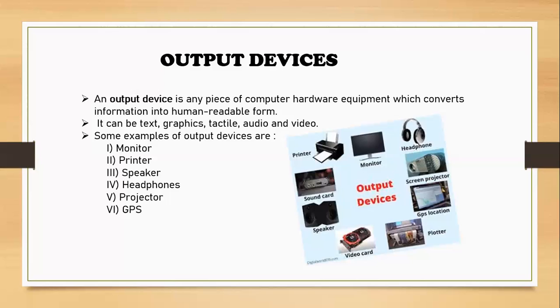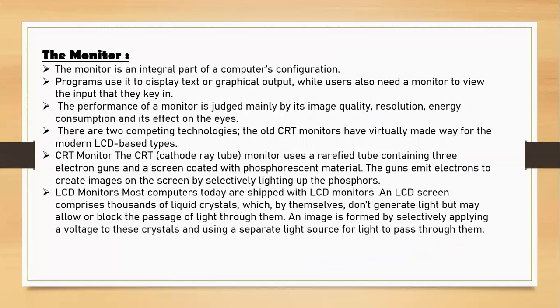Speaker, headphones. I don't have to say about headphones. Probably you are using headphones or similar kinds. Screen projector, GPS location, plotter, similar to a printer. Plotters are also examples of output devices. Video card. Okay, these are all examples of output devices. Let us talk about them one by one.